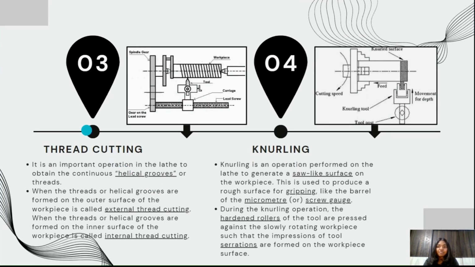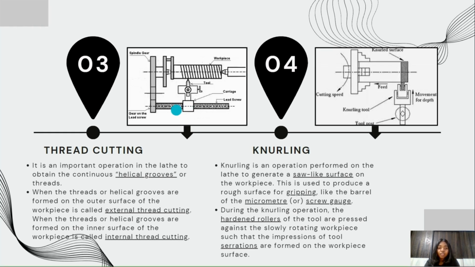Third operation, thread cutting. It is one of the most important operations in lathe to obtain the continuous helical grooves or threads. When the threads or helical grooves are formed on the outer surface of the workpiece, it is called external thread cutting. Similarly, when the thread or helical grooves are formed on the inner surface of the workpiece, it is called internal thread cutting. Here, the tool is moved longitudinally to obtain the required type of thread.